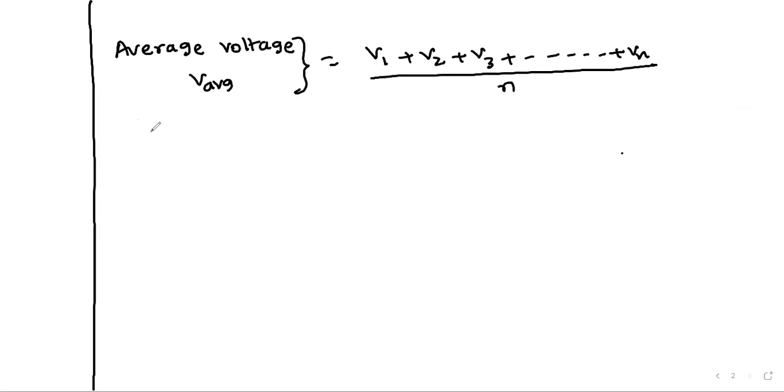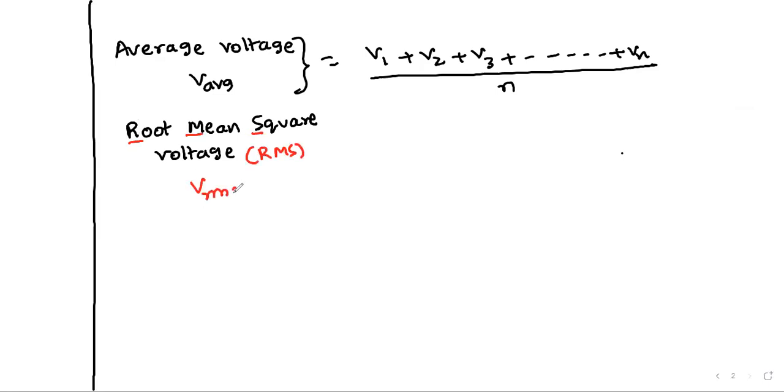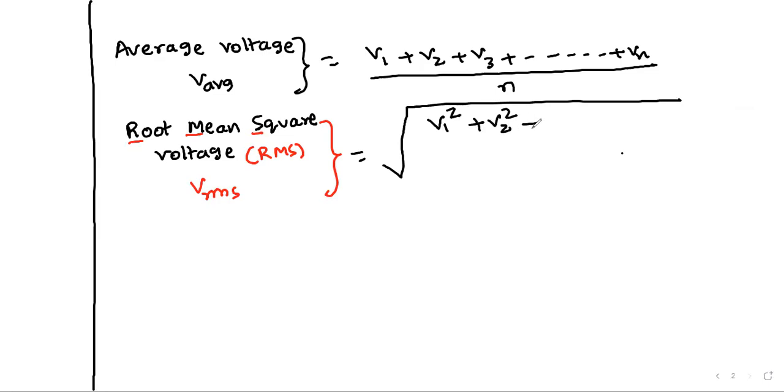Next, RMS means root mean square voltage. In short, we'll write it as RMS. VRMS, by definition, means under root of V1 square plus V2 square plus V3 square and so on to Vn square, divided by n. This RMS value, I think in last year in thermodynamics we got RMS speed.